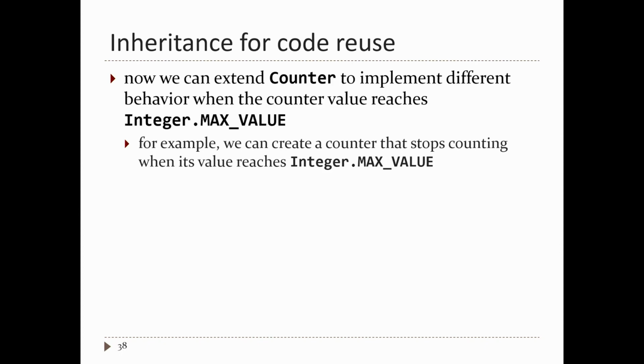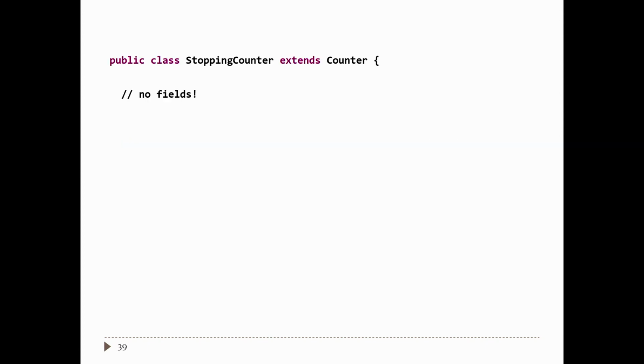All right, so now we can change the counter class so that it implements a different strategy when the counter hits integer max value. So for example, I can create a counter that stops counting when it hits integer max value. So how does this work? Well, I make a new class. So I've got the class StoppingCounter. It extends the counter class.